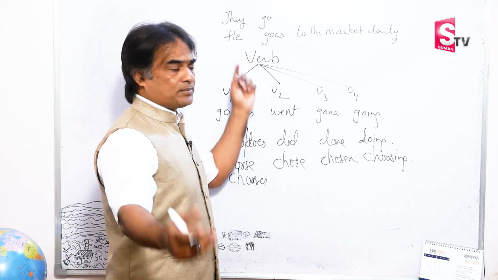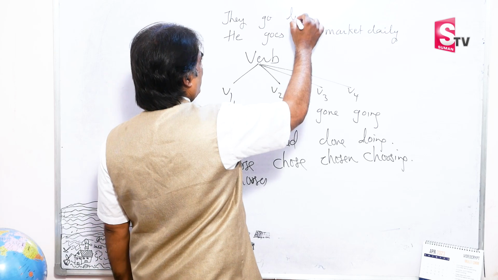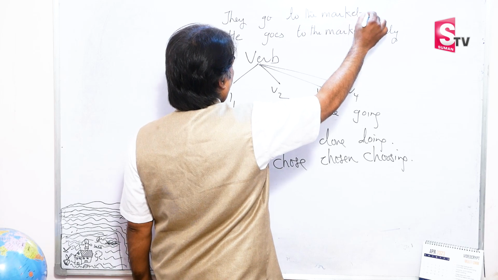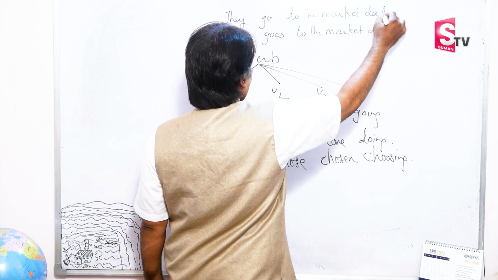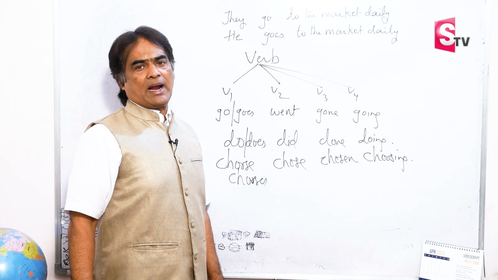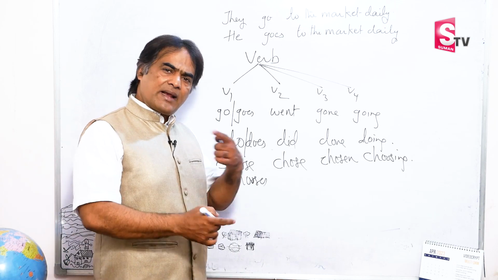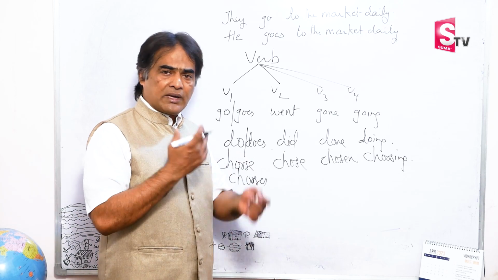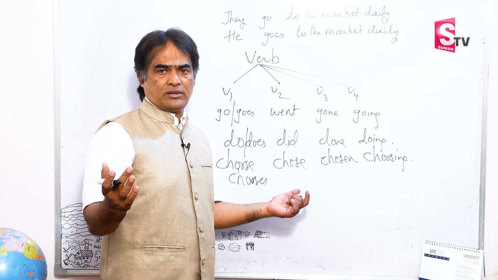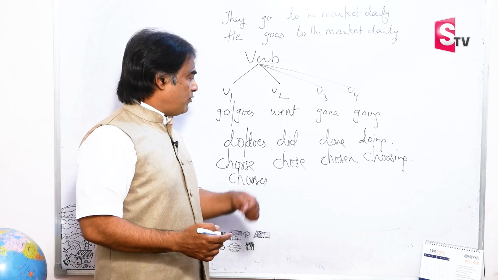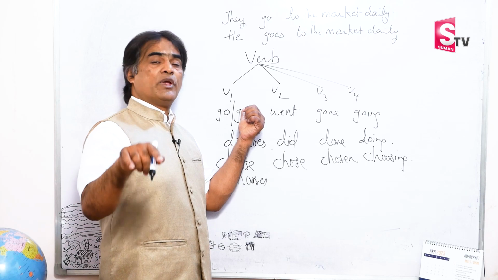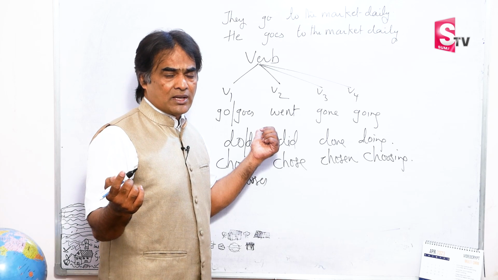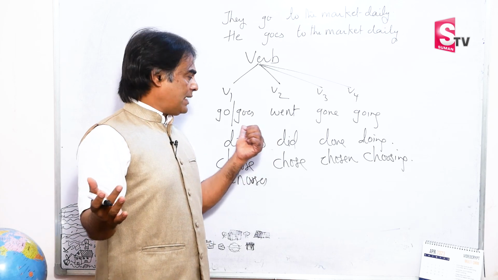Let's further understand. They go to the market daily. It's a regular action which keeps happening. It can happen daily, it can happen weekly, it can happen monthly, and so on. So when action happens regularly, we use V1. But when we use V1, there are instances where we add s to the verb and say goes. We don't add s to the verb and just say go.